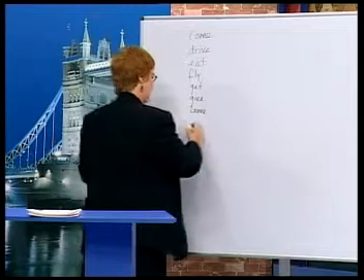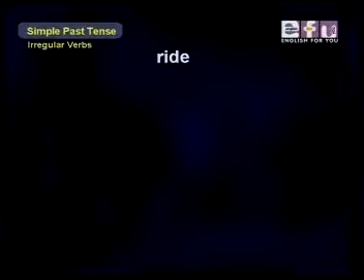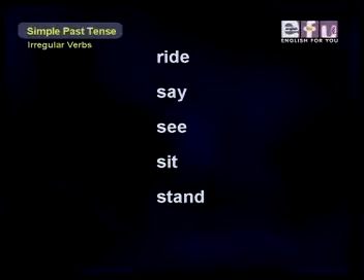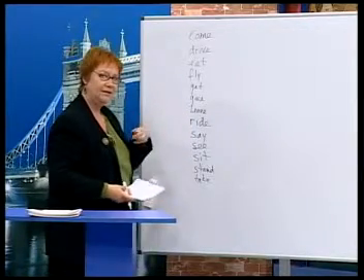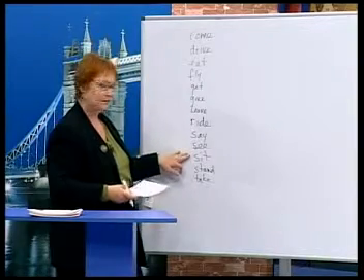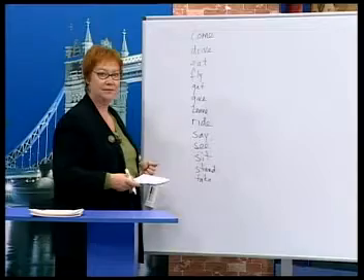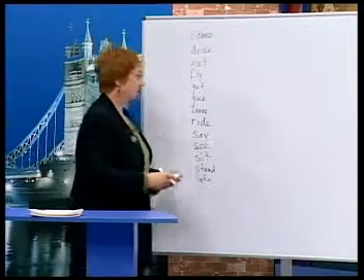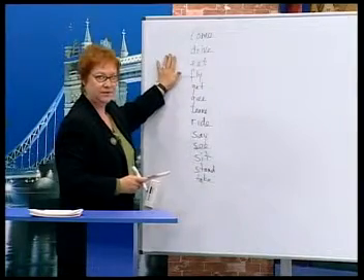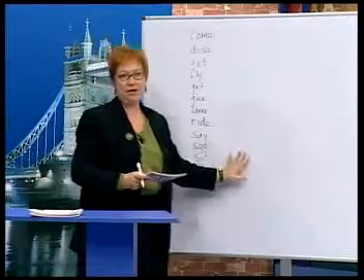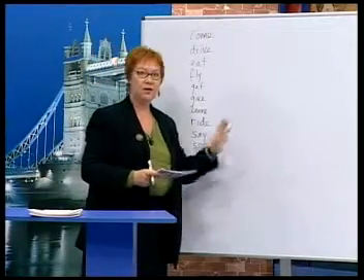Okay, here's the next group. Ride, say, see, sit, stand, and take. So this group is ride, say, see, sit, stand, and take. Okay? Now, let's look at the past tense of these verbs. Okay? First I'll write them on the board, and then you'll look at the screen and we'll look at some sentences.